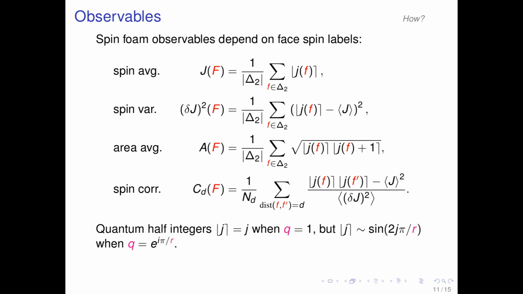So here are some of the observables that we study. Dan already mentioned some of these, like average spin per phase, or average spin squared per phase with the mean subtracted, average area per phase, and a new observable, the spin correlation function. I'll talk about it a bit more later. Notice that in the summands I'm using what we're calling quantum half integers instead of regular integers, as one might naively expect. When q is equal to 1, these just correspond to half integers again, but when q is the root of unity with the parameter r, they behave sinusoidally. I'll show it to you in a couple of slides.